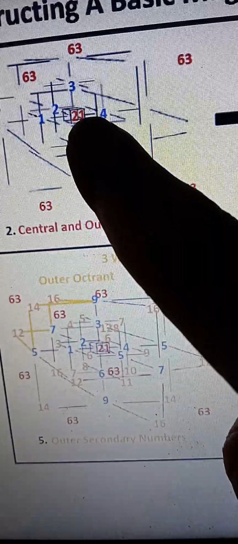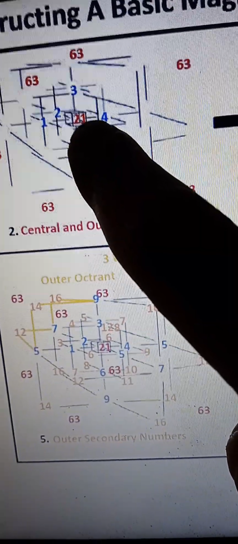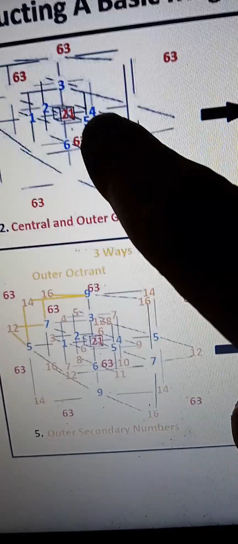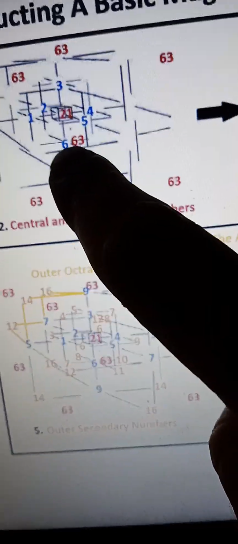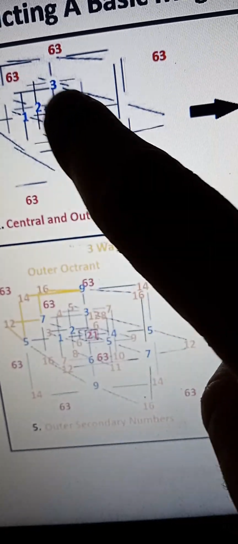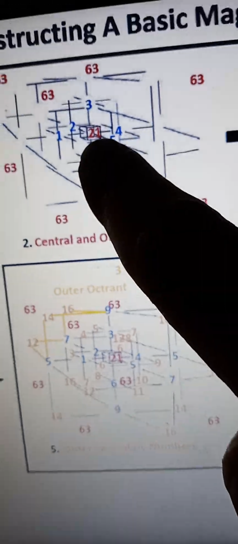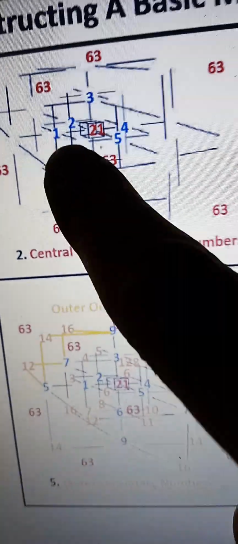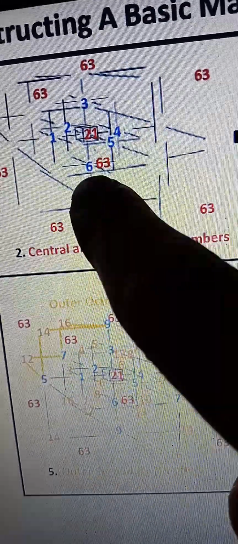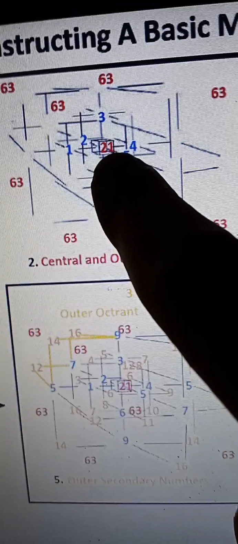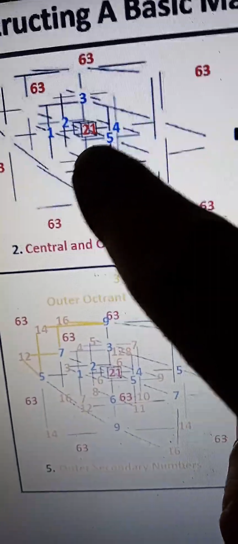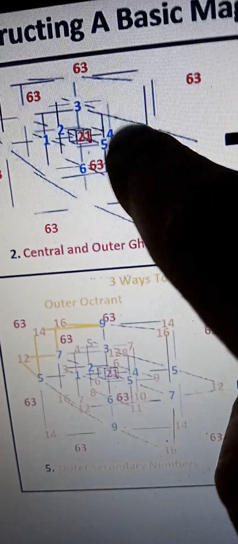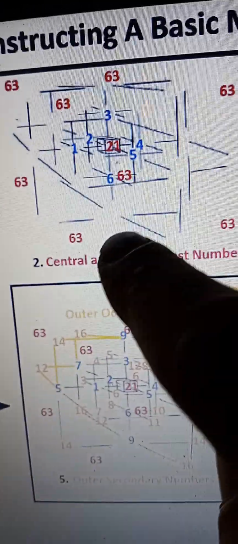Number 2, the central ghost number is, in addition form, the sum of all these primary numbers, the blue numbers. The central ghost number is 21. 1 plus 2 plus 3 plus 4 plus 5 plus 6 is 21. In the multiplication cube, that would be a whole lot more, because it'd be 1 times 2 times 3 times 4 times 5 times 6.